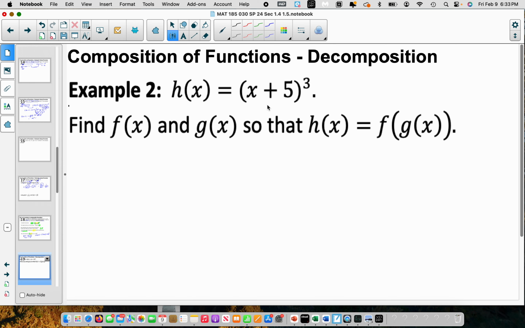So let's look at this. This is a similar example. If I were to try to decompose this function, one thing that you want to look for is whether there is an outside function and an inside function. A lot of times if there's parentheses, that gives you a clue. This would be my outside function. My inside function would be the thing inside the parentheses.